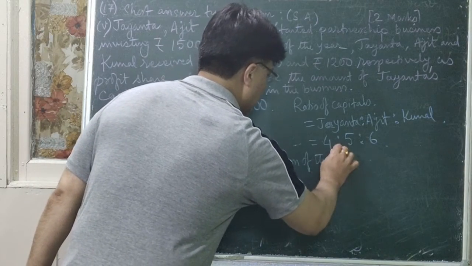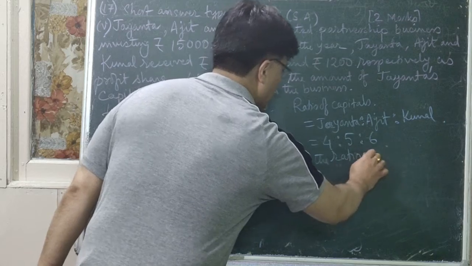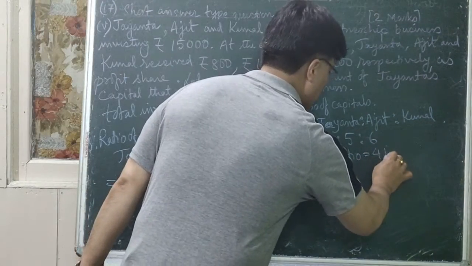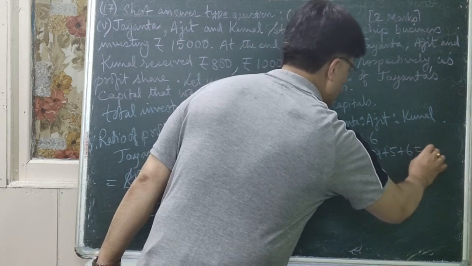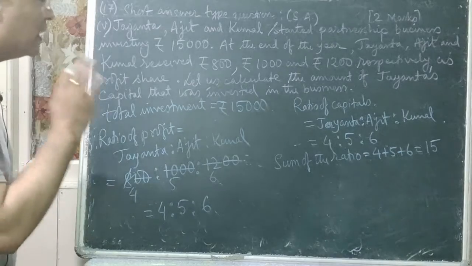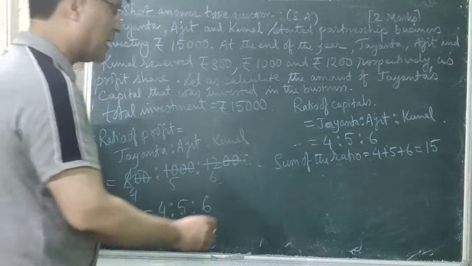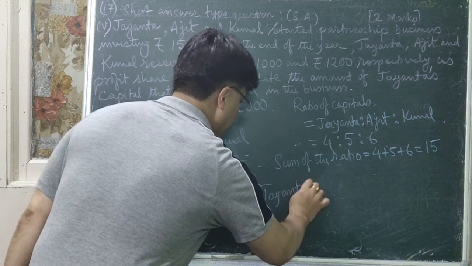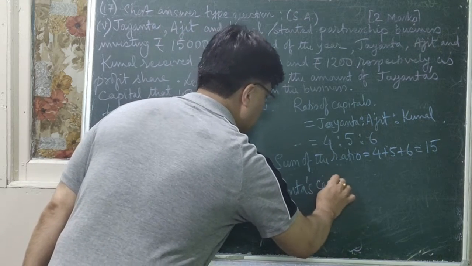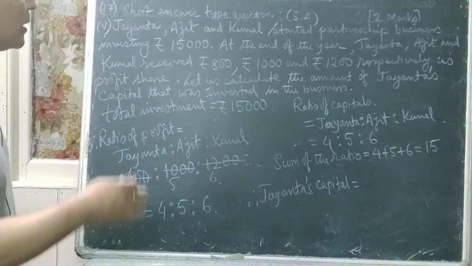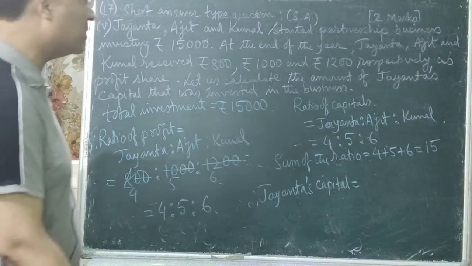So what is the sum of the ratio here? 4 plus 5 plus 6 is equal to what? It is 15. Now let us find out Jayanta's capital. Therefore, Jayanta's capital is equal to. Now what was Jayanta's capital in that business?